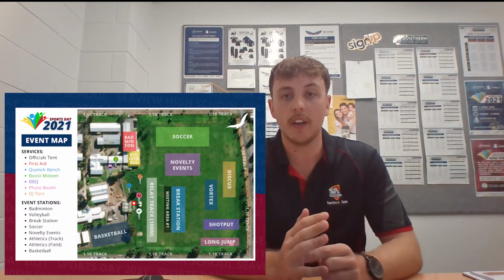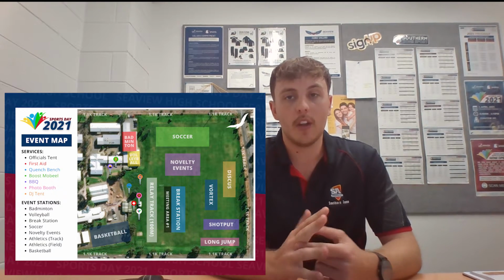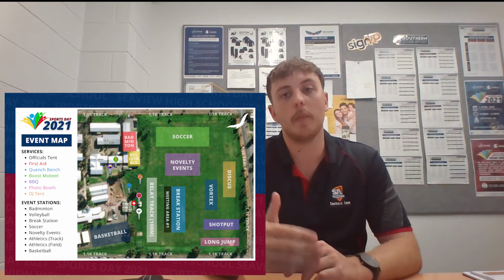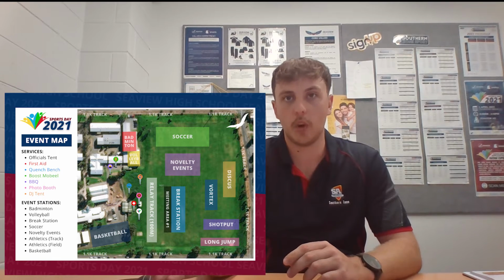At 8:50, all care groups will make their way up to the oval and meet at meeting area 1. You can see this on the Sports Day map. Students will need to sit in their house's designated zone, Year 8 sitting at the front, followed by Year 9s and then 10s, 11s and 12s.